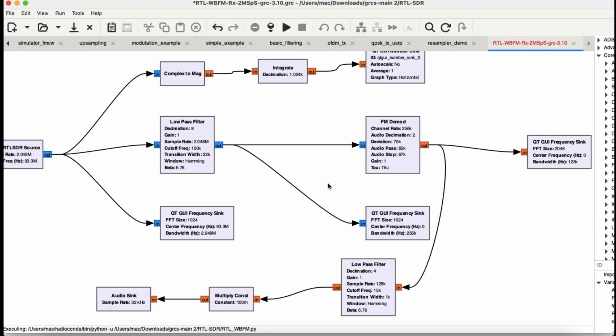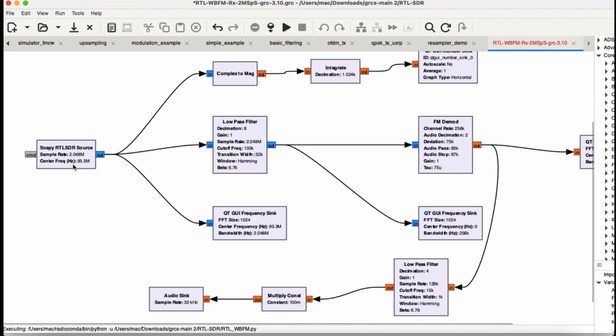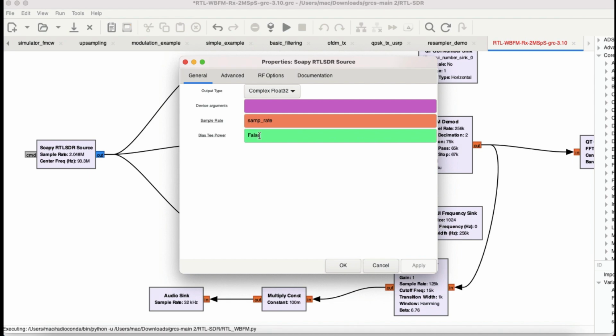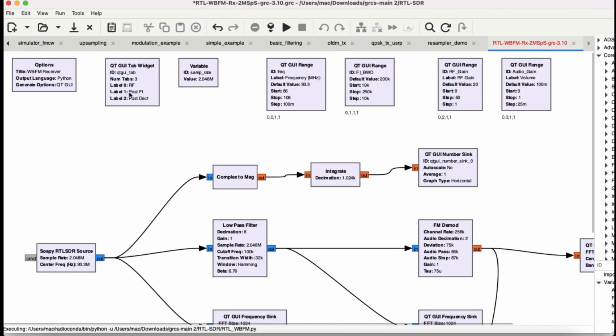So this is an FM flow graph. I'm using an RTL-SDR Source. This thing can go up to 3.2 megasamples per second, but I have chosen the sample rate to be around 2.048. This is my center frequency. Right here, in advanced and RF options, you can go in, and that is being set by this variable called freq. Everything is being multiplied by 1. This is acting as a tuner, and this range will allow me to tune frequencies all the way from 88 megahertz up to 108 megahertz.